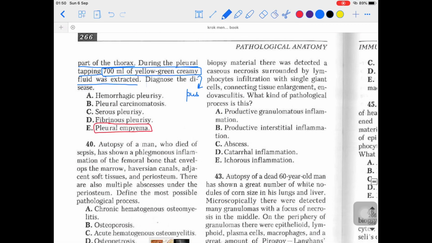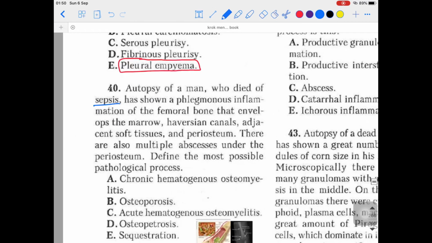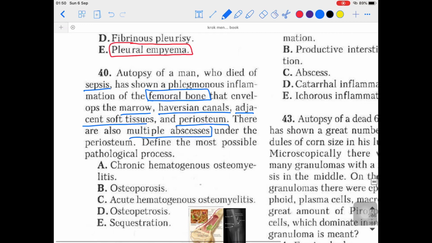So the 40th one, they are saying that the autopsy of a man who died of sepsis, again this question comes from sepsis, has shown a phlegmonous inflammation of the femoral bone that envelopes the marrow, it means the bone marrow, and the Haversian canals. I hope you are clear with the Haversian canal present in the bone, adjacent soft tissues and periosteum covering the outer surface of the bone, right? There are also multiple abscesses under the periosteum. Multiple abscesses, guys, under the periosteum. Define the most likely pathological process.